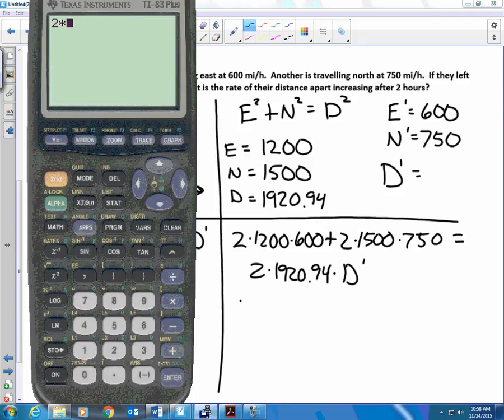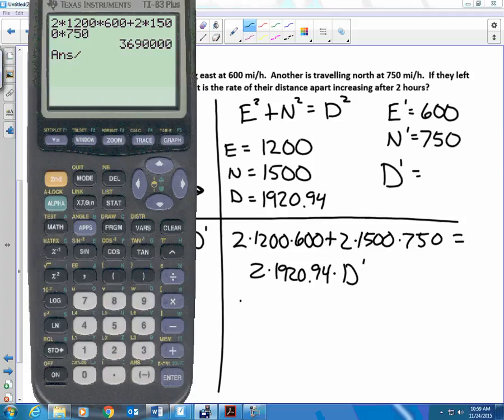So we have 2 times e, which is 1200, times e prime, 600, plus 2 times 1500 times 750 is equal to 2 times 1920.94 times d prime. And I'll be solving for d prime. 2 times 1200 times 600, plus 2 times 1500 times 750. I'll divide by 2, and I'll divide by 1920.94, and I get 960.47.